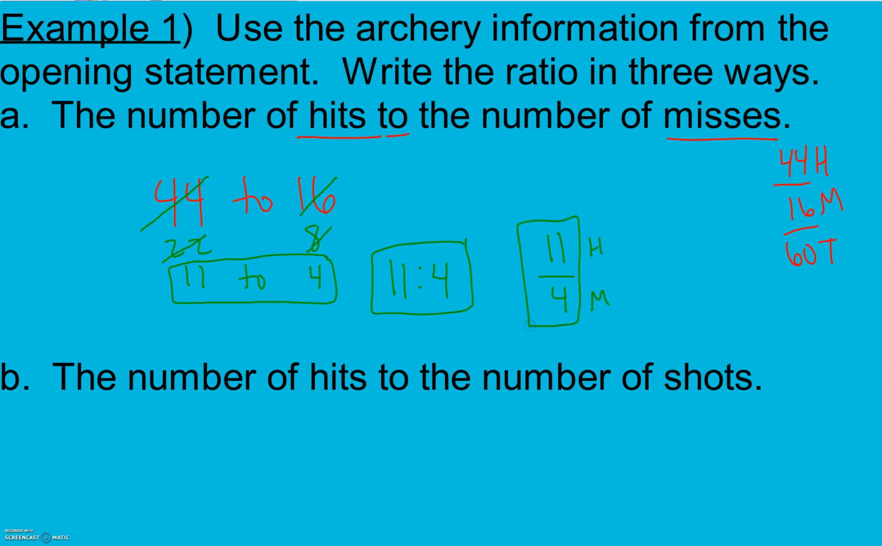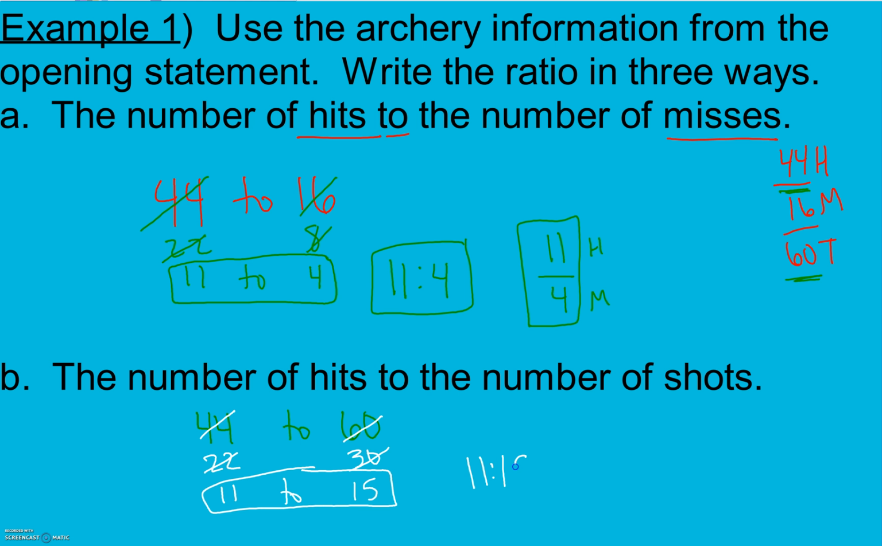Order is important. How about the number of hits to the number of shots? Well, the number of hits is 44 to the number of total shots, 60. Again, try and reduce this if we can. I can take a 2 out, and another 2 out. So 11 to 15. We can also write it as a colon, 11:15, and as a fraction, 11 over 15.